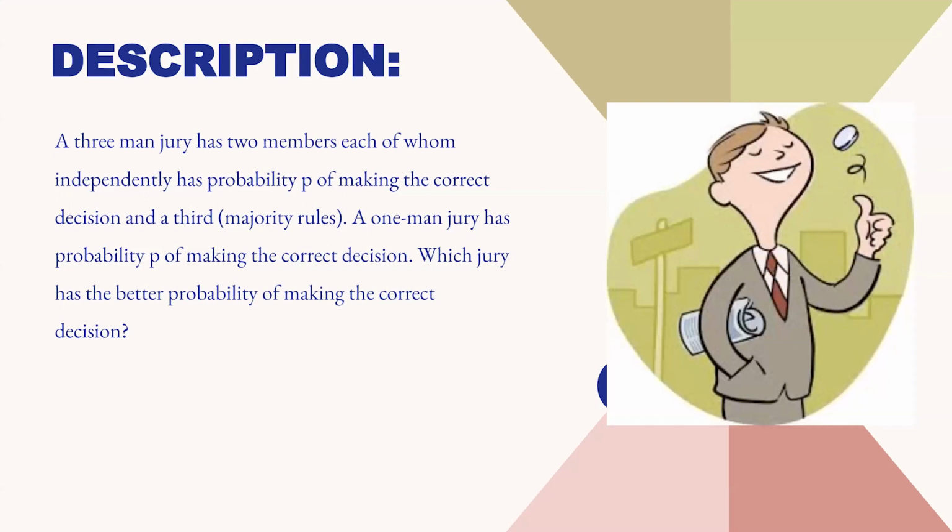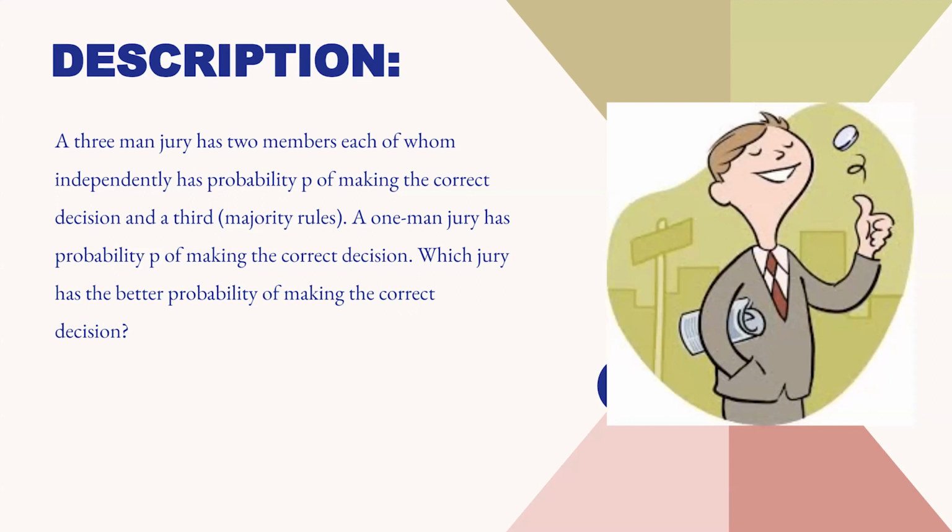In this problem, we have two types of jury. The first is a three-man jury and the second is a one-man jury. For a three-man jury, two people make the correct decision with probability P and the third person makes the decision by tossing a coin. For a one-man jury, the man makes the correct decision with probability P. We have to find out which jury has a better probability of making the correct decision.